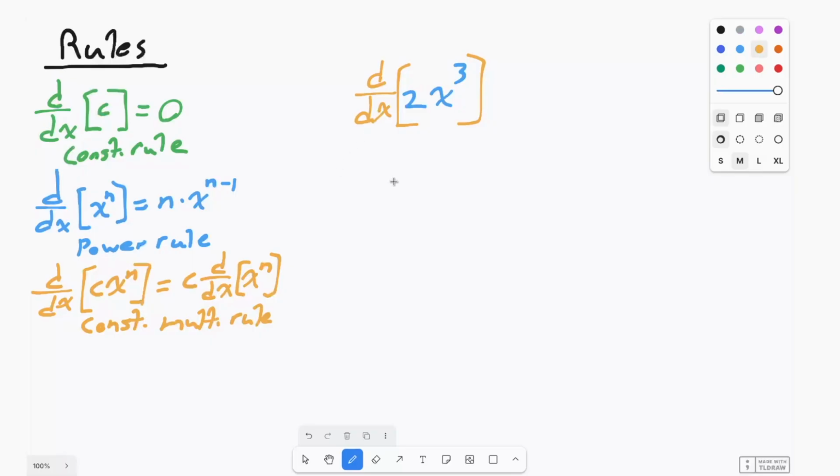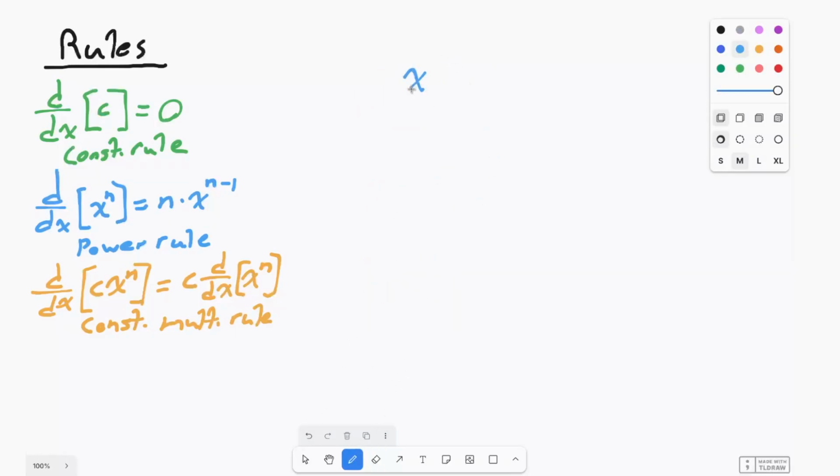So let's see what that looks like with 2x cubed. Well, we know with our constant multiple rule that we can bring the 2 out, and then we will multiply that by the derivative of x cubed. So we have 2 times the derivative of x cubed. We know from our power rule that we're just going to bring the exponent down and then subtract 1 from the exponent. So we'll have 2 times 3x squared and get 6x squared. That is our answer. And that's how we deal with constants.